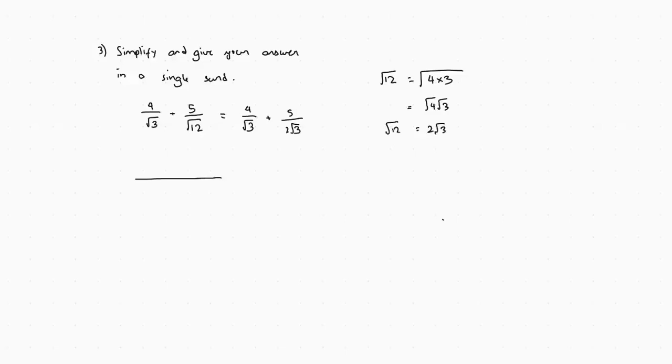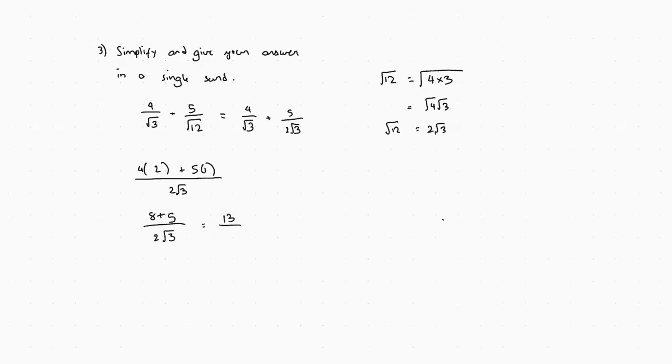So I have 4, open my brackets. So I say 2 root 3 divided by root 3, and that gives me 2. And over here, it's 2 root 3 divided by the LCM, and that gives me 1. So that's 5 by 1. 4 twos are 8, plus 5 over 2 root 3. So this gives us 13 over 2 root 3.